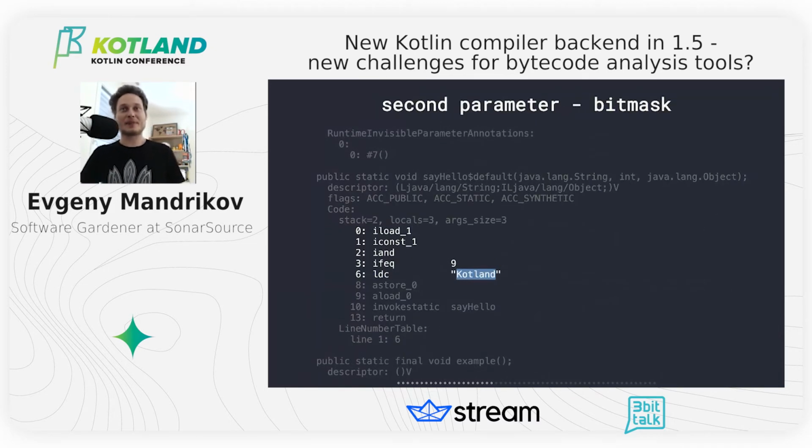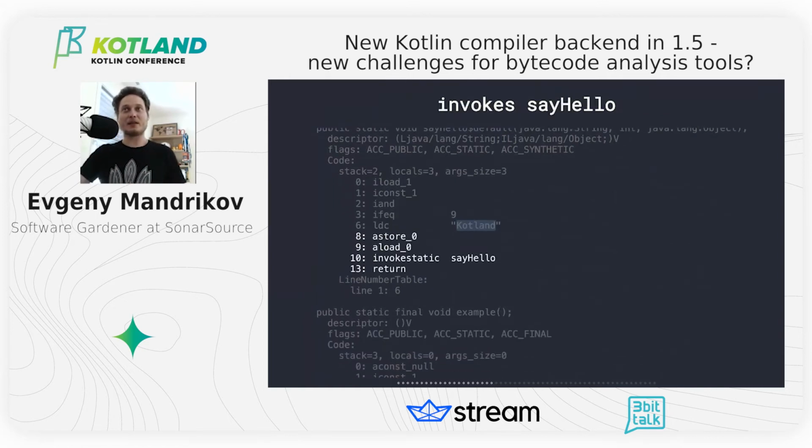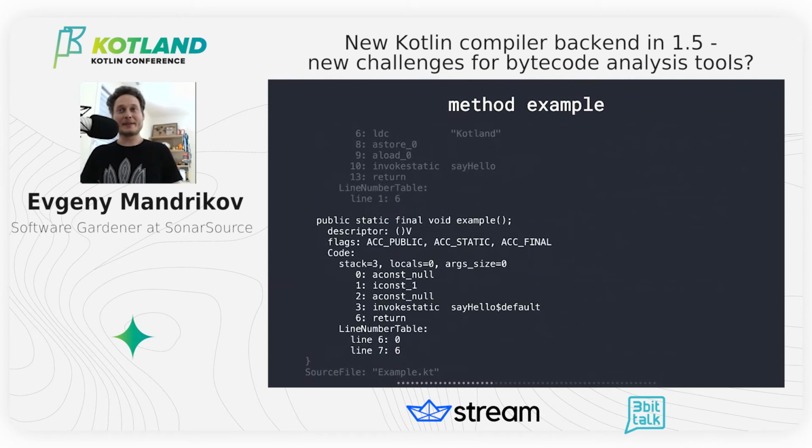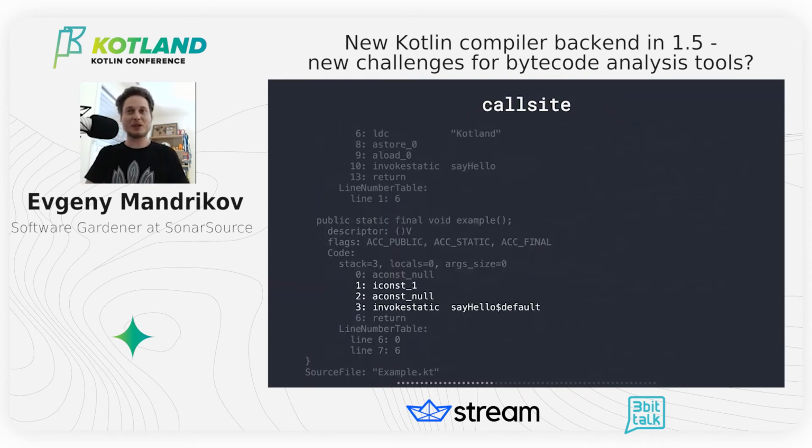And the second parameter to this method is a bitmask. The bitmask says, hey, use default values for these parameters, but not for this. And it simply delegates to the real sayHello method that does all the job. And if we have a look at our example where we call this method with default parameters, we would see at the call site, indeed, we pass a bitmask. So here we say, well, yes, use the default parameter for the first one.